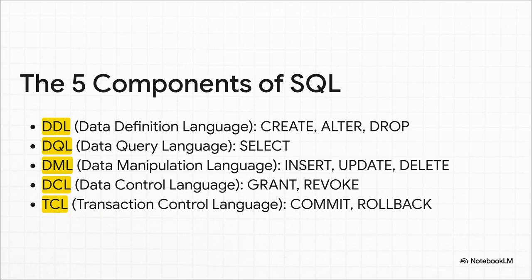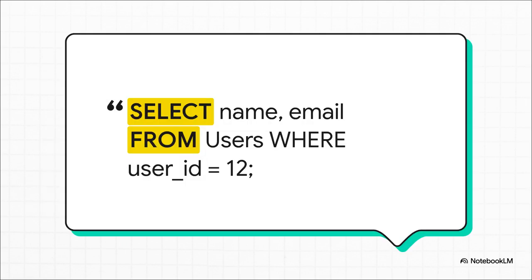You've got DDL, the data definition language, which is what you use to actually build the filing cabinet, to create the drawers and define what the folders look like. Then you've got DQL, the data query language, which is for asking questions, like selecting some data. And then there's DML, the data manipulation language, for actually changing what's inside the folders, like inserting new info or updating old stuff.